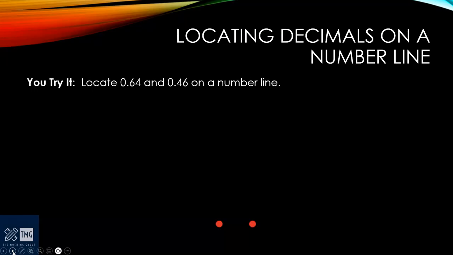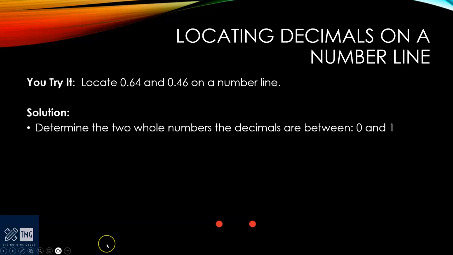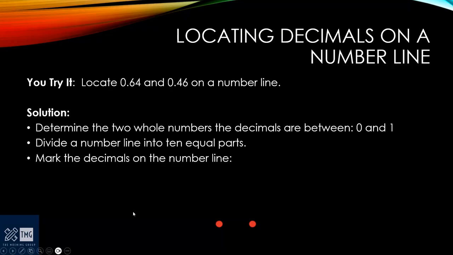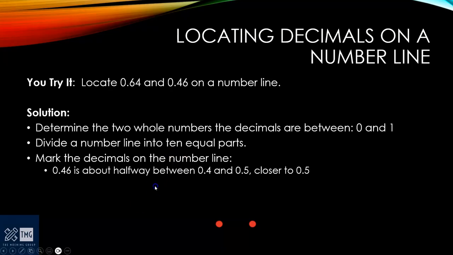All right, you try one here. Hit pause, try this problem, then come back and check it out. So we're going to locate 0.64 and 0.46 on a number line. You're going to start by finding the boundary points, the two whole numbers in between. Here we're doing two numbers, and luckily they're both between 0 and 1, because both of them start with a 0 point. So the low number is 0, the next one up is a 1. Let's make our number line into 10 equal parts and then put the decimals on.